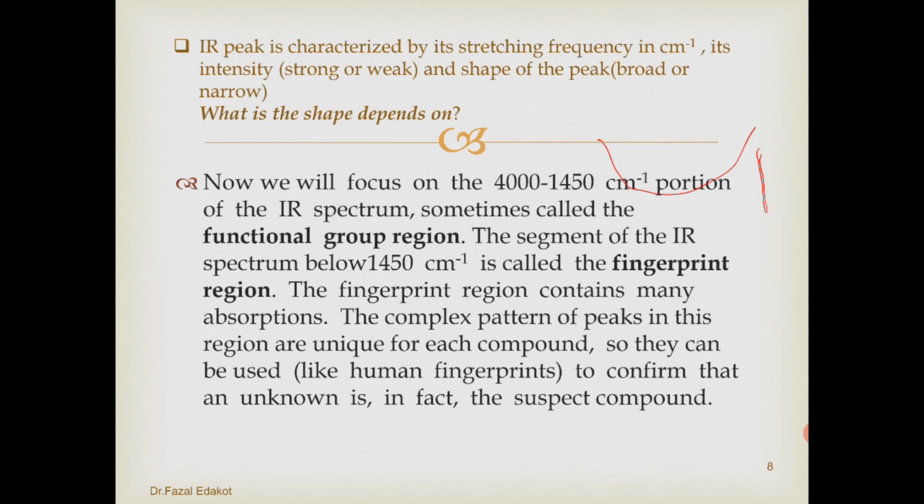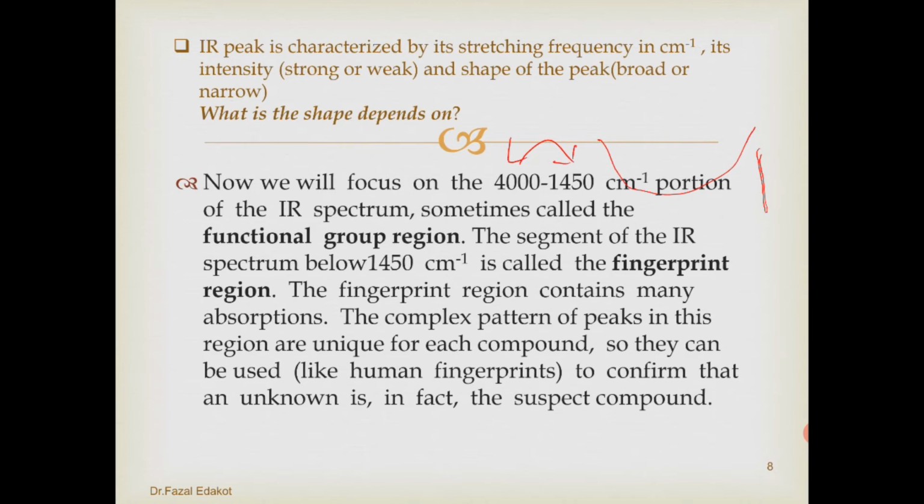I'm talking about a very, very important point. Now we will focus on the 4000 to 1450 per centimeter portion of the IR spectrum. This region is called the functional group region. The segment of the IR spectrum below 1450 per centimeter is called the fingerprint region. It's quite complex actually. The fingerprint region contains many absorptions, and the complex pattern of the peaks in this region is unique for each compound, just like our fingerprint.